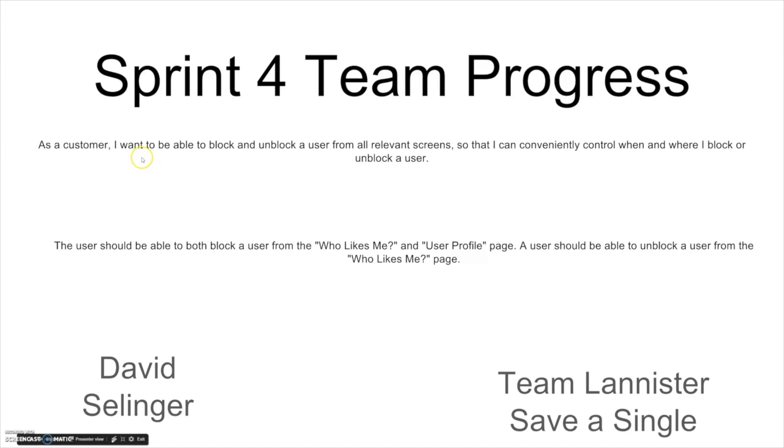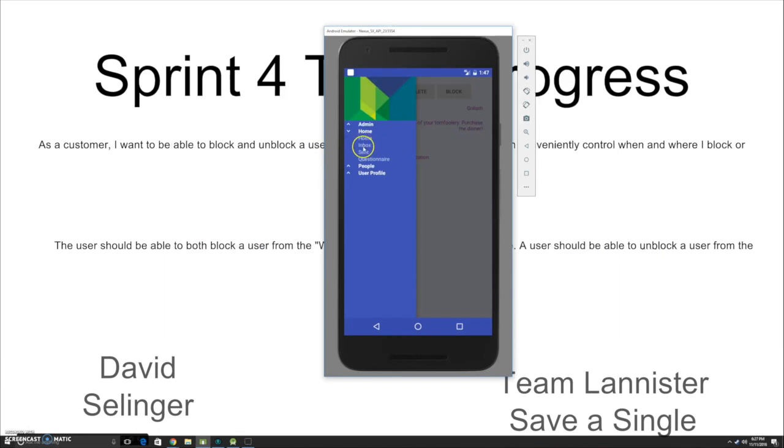Story: as a customer, I want to be able to block and unblock a user from all relevant screens so that I can conveniently control when and where I block or unblock a user. The user should be able to block a user from the Who Likes Me and User Profile page. A user should be able to unblock a user from the Who Likes Me page. We shall go to the Who Likes Me page.